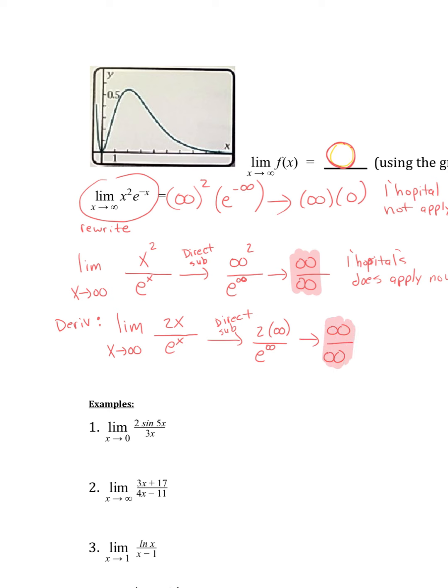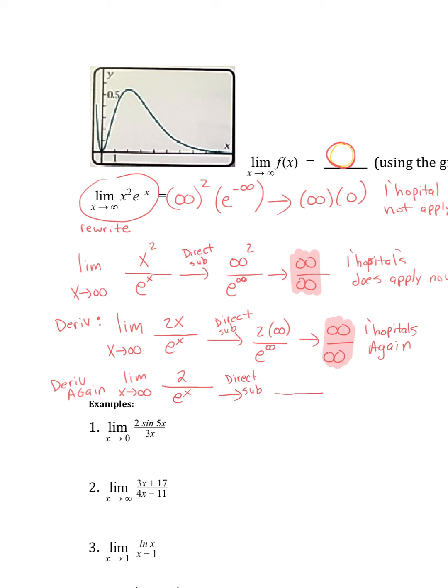So now I must do L'Hopital's again. That means I simply take the derivative. All right, so we do the derivative again. So I still have the limit as x approaches infinity, but now I take the derivatives. The derivative of 2x is 2, and the derivative of e to the x is e to the x.